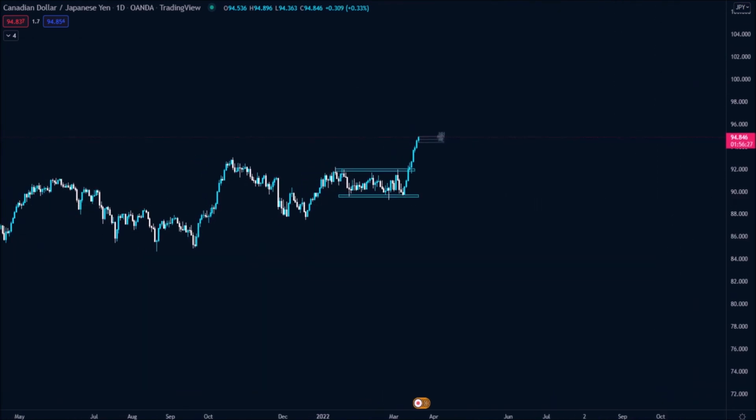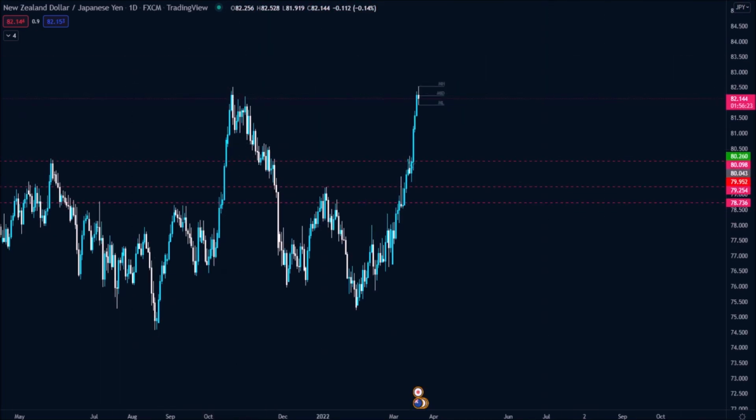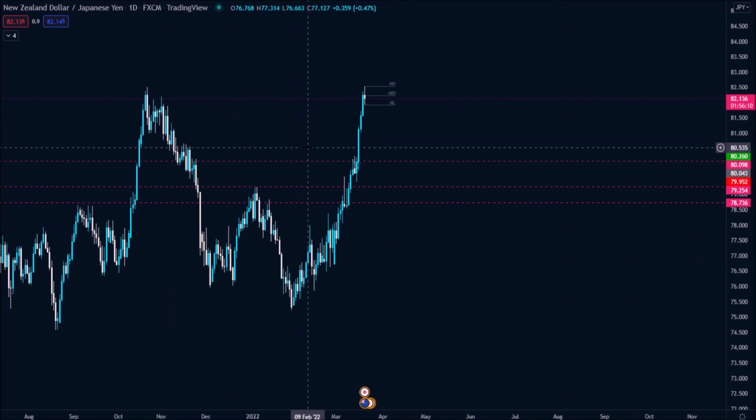Yeah, it's the same with New Zealand yen as well. We are at these highs, which may technically be a good place for a short, but I would rather be on the side to buy this instrument if we can, and get a nice pullback from that area, and that would be nice. So I think I'll leave it there.